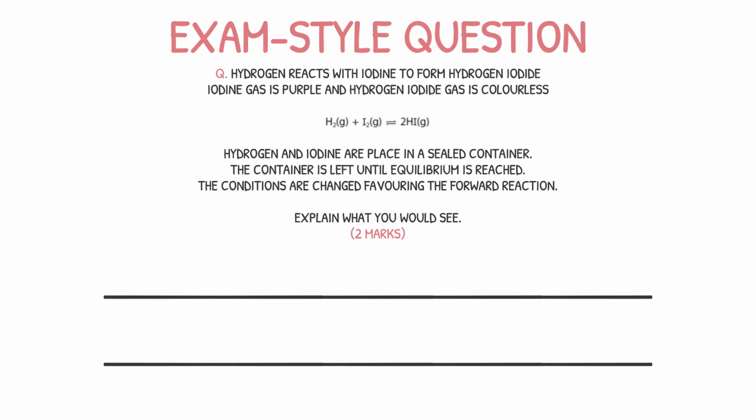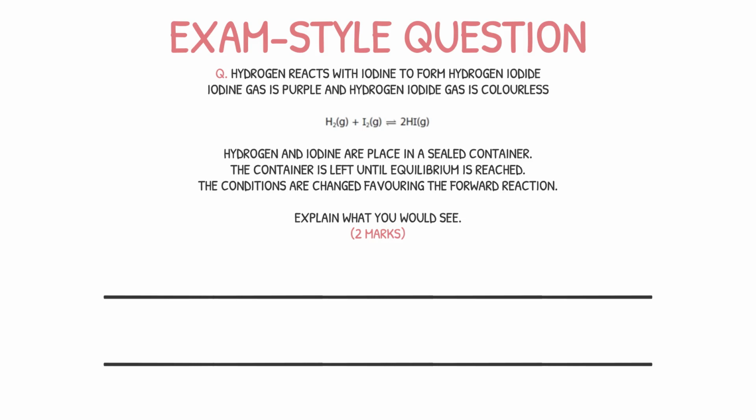The container is left until equilibrium is reached. At this stage, both reactions are taking place at the same time, but the amount of reactants and products is equal. We are told that iodine gas is purple and hydrogen iodide is colourless, so at equilibrium there is an equal mixture of the two in the container. The conditions of the reaction are then changed to favour the forward reaction. Therefore, more hydrogen iodide will be formed. We need to explain what we will see.